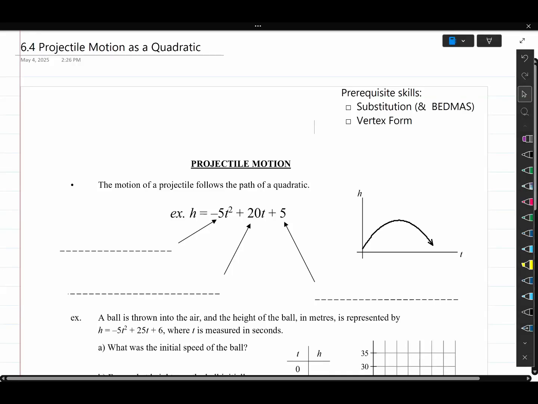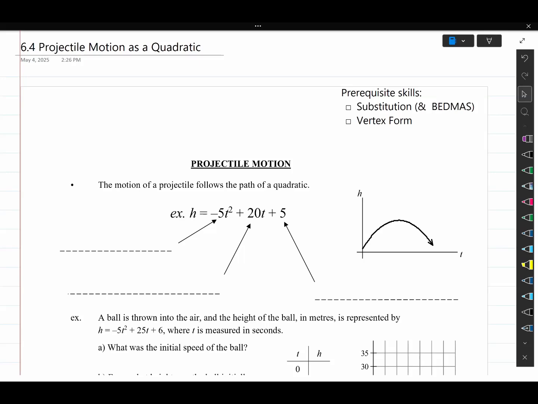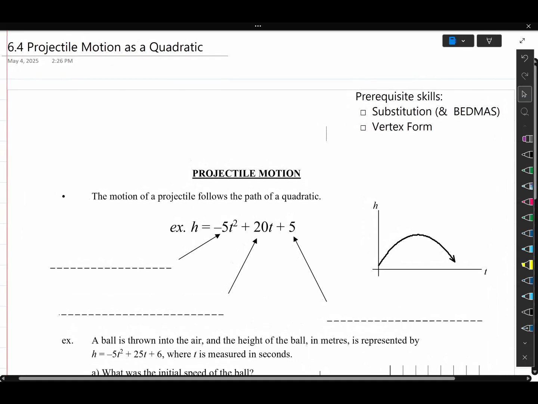Alrighty folks, we're working here with projectile motion. This video is suitable if you're in a 3C class or a 2D class really. We're looking at this particular application of quadratics.